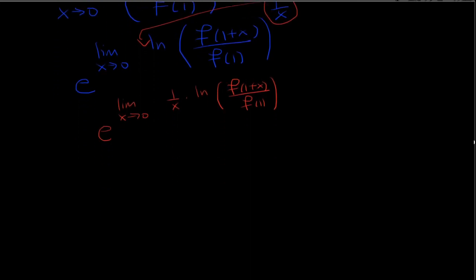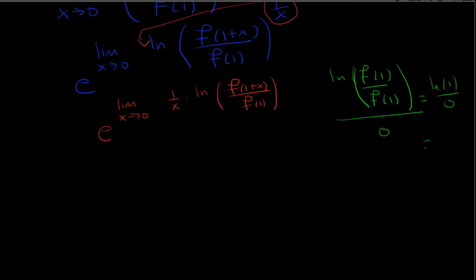And here we can plug in x equals 0. If we were to do that, we would get ln of f of 1 over f of 1, and that's going to be over x, which is 0 in this case. So that would just be ln of 1 over 0. ln of 1 is just 0, so that's 0 over 0. And that gives us permission to use L'Hopital's rule.